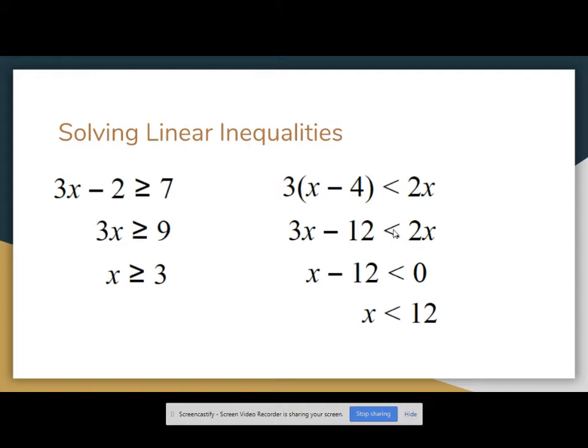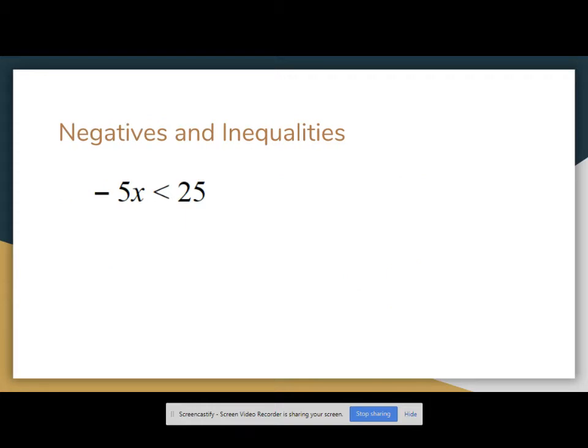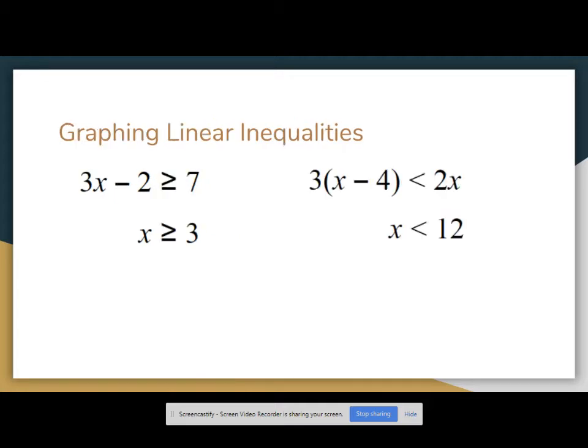Because if you divide by a negative, you have to remember to flip that sign around. If I can avoid negatives, it's one less chance that I'll make a mistake. So I try and avoid having a negative x if possible. So that way I can avoid dividing by negatives or multiplying by negatives. It's going to happen eventually, but if you can avoid it, it just makes it easier.